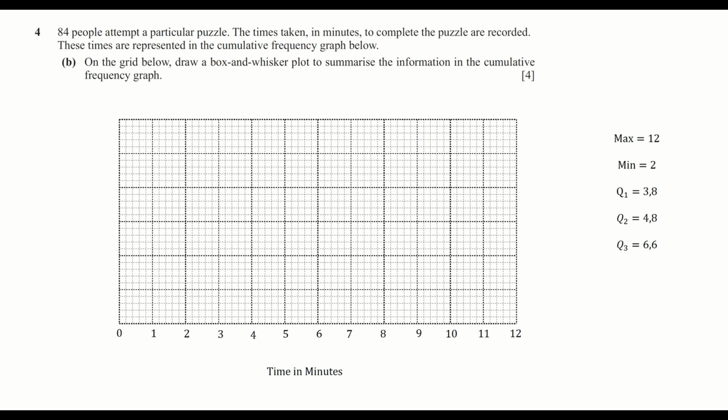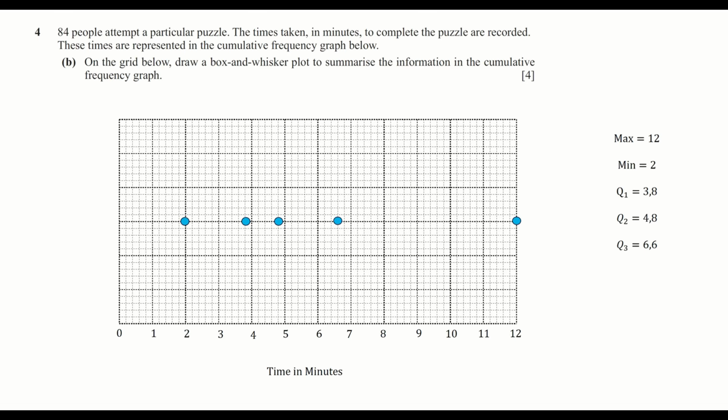Always do this about halfway up of your graph. So the minimum value is 2. Let's plot this point. The maximum value is 12. We can plot that point. Q1 is 3,8. That will sit about there. Q2, 4,8 will sit around here. And Q3, 6,6 will sit there.